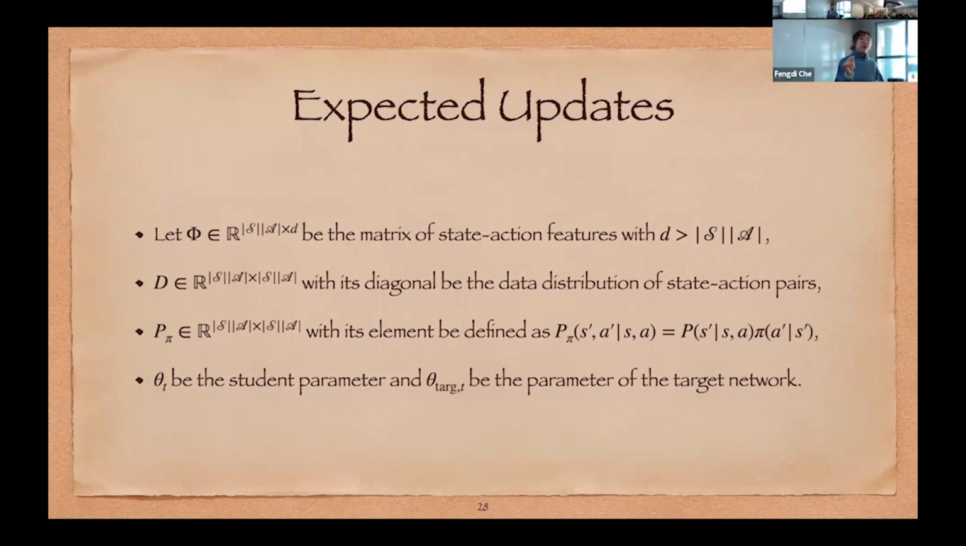And then, in the second line, we also define the D matrix. It's a diagonal matrix, with the diagonal equal to the empirical distribution in the dataset. Then we define the transition matrix under the target policy pi between state action pairs. We still have the theta parameter, which we call the student parameter, and we have the extra one, the target parameter.